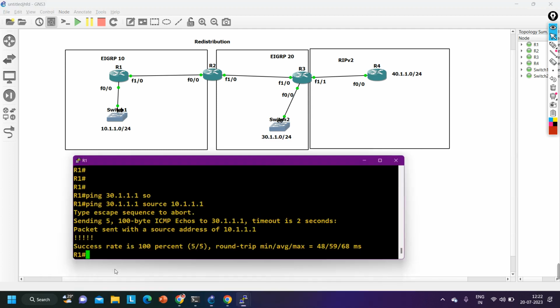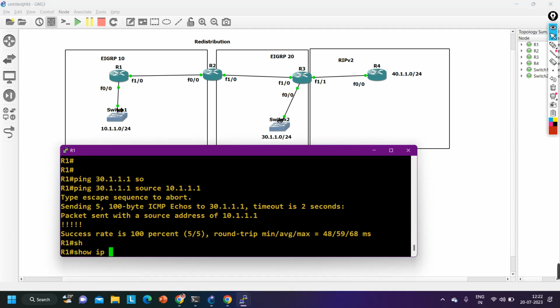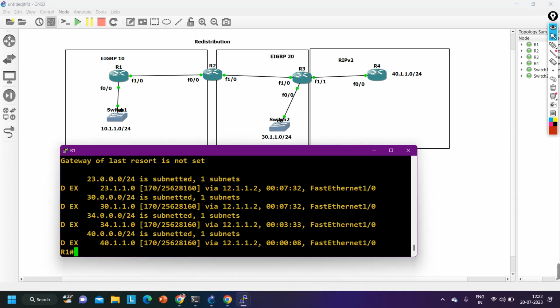Okay, now you can see on router number 1, show IP route EIGRP. This router is receiving the 40.1.1.0 network also, and I can ping 40.1.1.1.